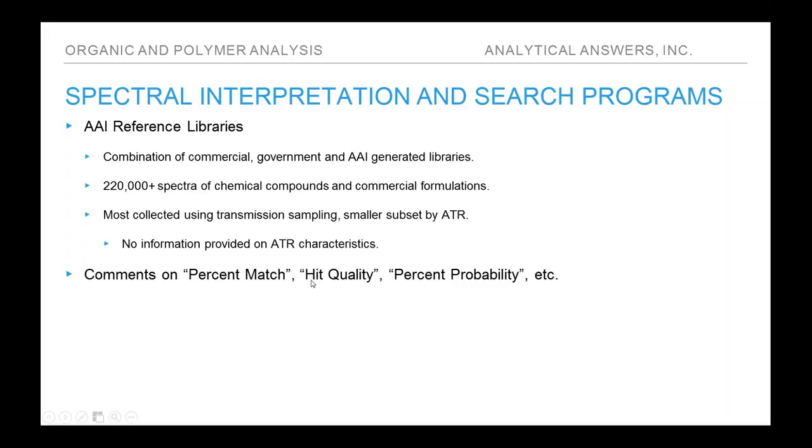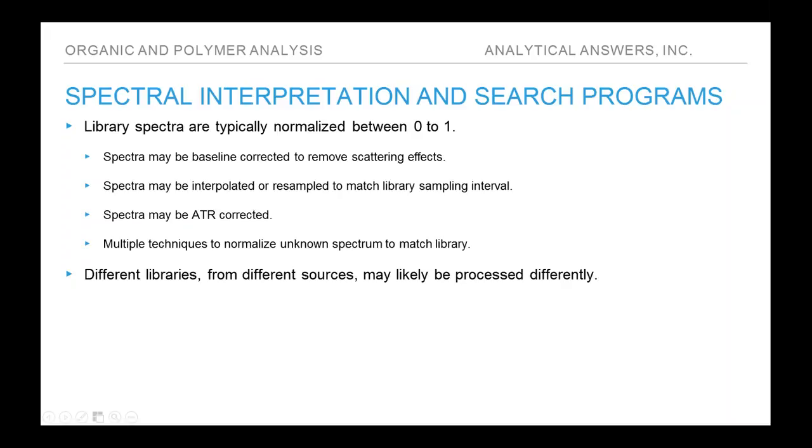But in particular, I'd like to make a comment on the percent match or percent probability or hit quality index, because occasionally people will ask us to produce those sorts of numbers, and we do not provide those sorts of numbers. The software does generate those numbers, but that is not something we will provide, for the reasons I'd like to explain. First off, all library spectra are typically normalized or scaled between a value of 0 to 1, 0 being no absorbance, 1 being maximum absorbance.